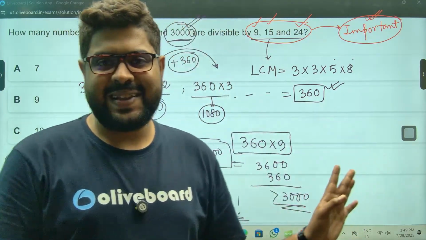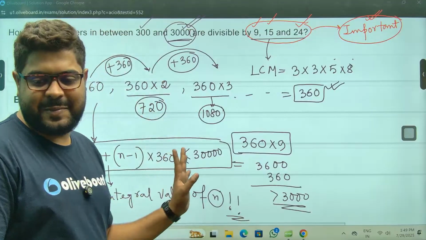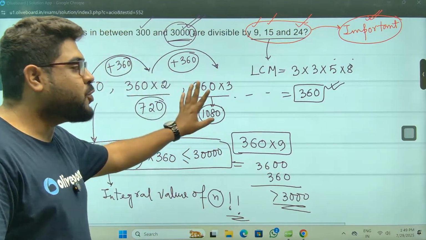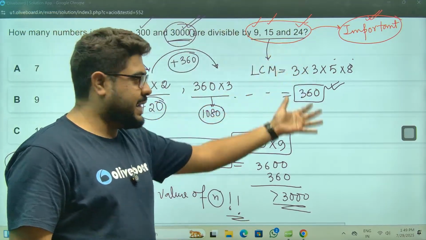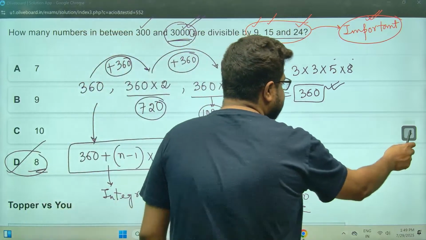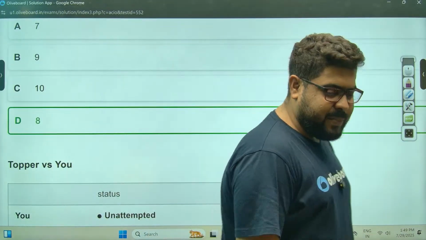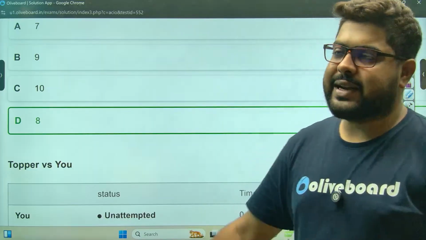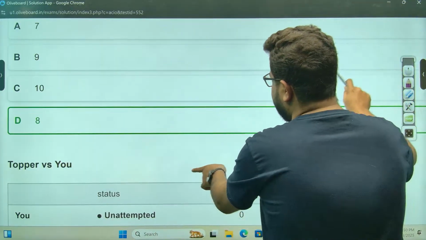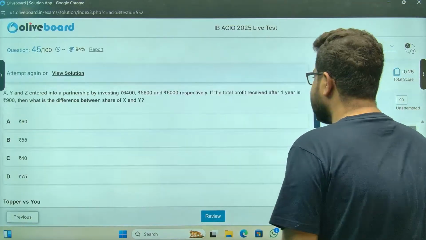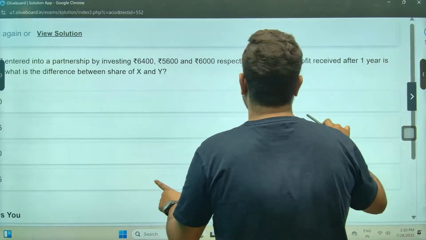I hope it is clear to everyone. This is how to do it if there's a big number. But again, for this question, you don't need that much. You can simply say 8 is most definitely your correct answer. Perfect, sir. Everyone, I hope it is clear. Chalo, next one.